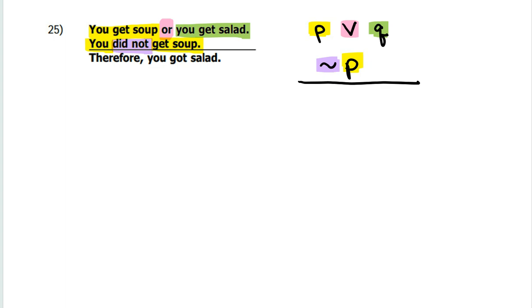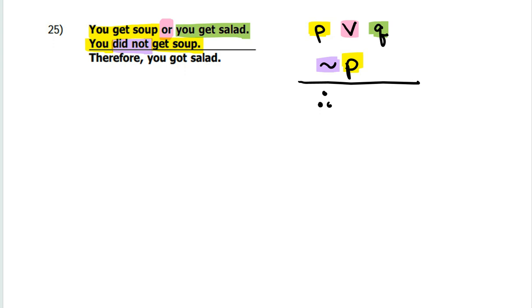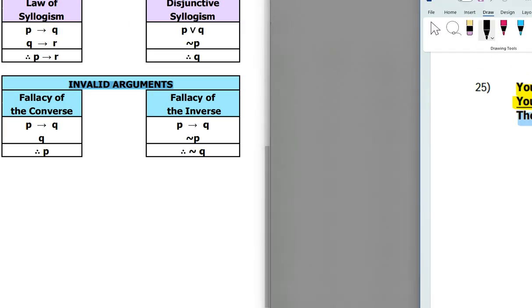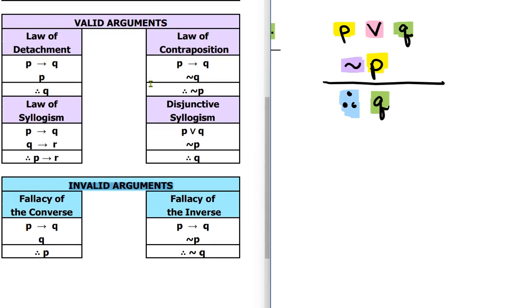So my second premise is actually a negation of P. And then you've got the line, and for the therefore, these three dots. And then it says you got salad, which is represented by the letter Q. So we've got you get soup or you get salad. You did not get soup, therefore you got salad. Let me do a split screen here. We are looking for something that looks like that. There are four of them that are valid, two that are invalid, and it's this one right here.